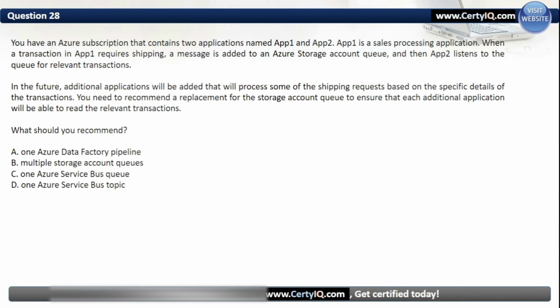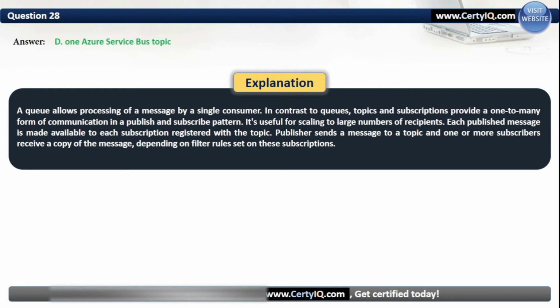The correct option is D. One Azure Service Bus Topic. A queue allows processing of a message by a single consumer. In contrast to queues, topics and subscriptions provide a one-to-many form of communication in a publish and subscribe pattern. It is useful for scaling to large numbers of recipients. Each published message is made available to each subscription registered with the topic. Publisher sends a message to a topic and one or more subscribers receive a copy of the message, depending on filter rules set on these subscriptions.